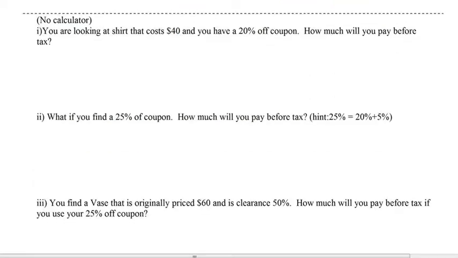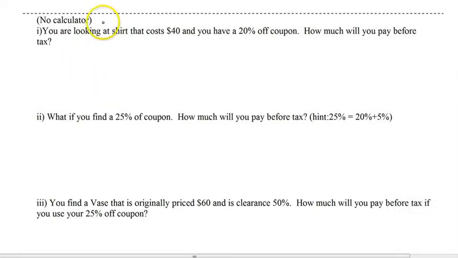Okay, so let's try some actual applications mentally. So these are the situations you could run into in life. You are looking at a shirt that costs $40 and you have a 20% off coupon. So you could run to the counter and say, hey, how much is this? Or you could trust your instincts, because they may get it wrong themselves, and do it yourself.